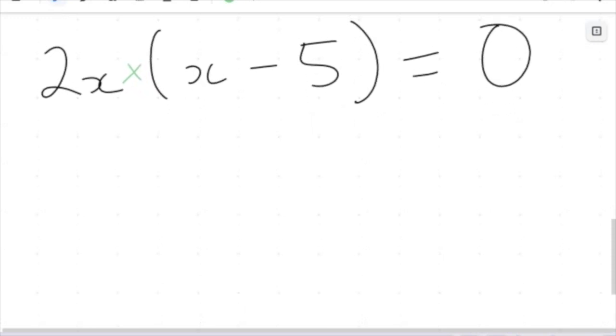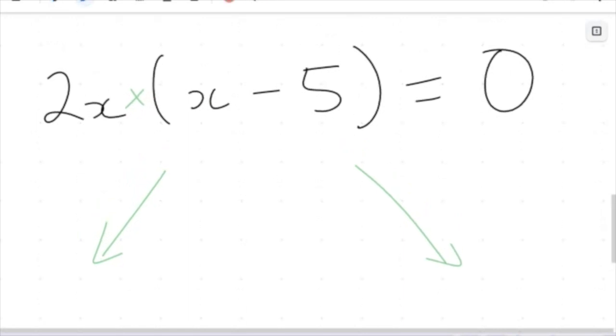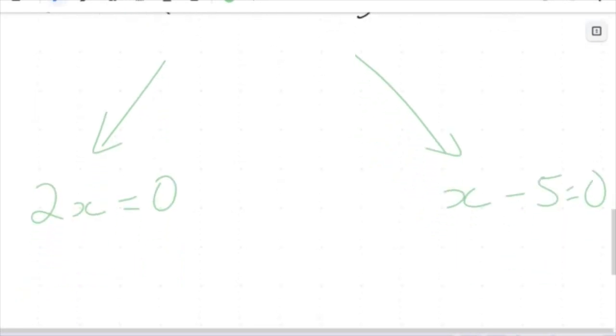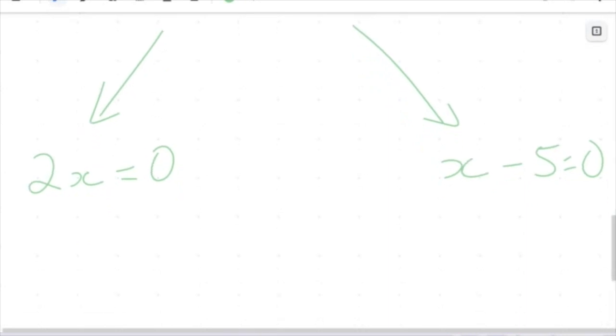So I want to figure out what are the two cases or the two values for x that are going to make this thing 0 and this thing 0 as well. So I'm going to lay out my two cases where 2x equals 0 or x minus 5 equals 0. So here, I want to find what number on the left here multiplies by 2 to give me 0. Well, we know that anytime we get 0 as an answer for a product, one of these has to be 0. So this x must then be 0.